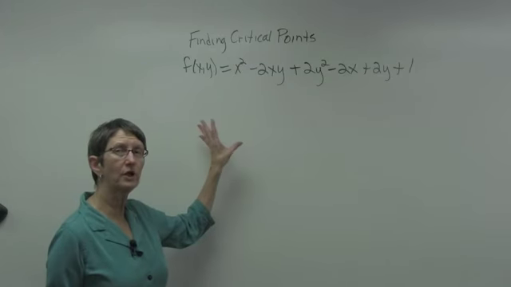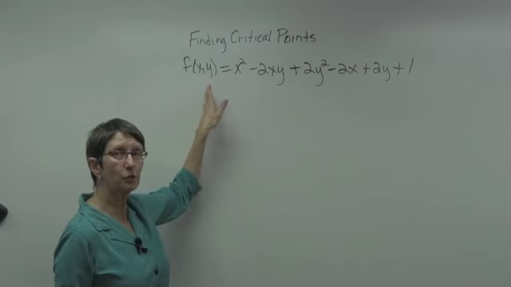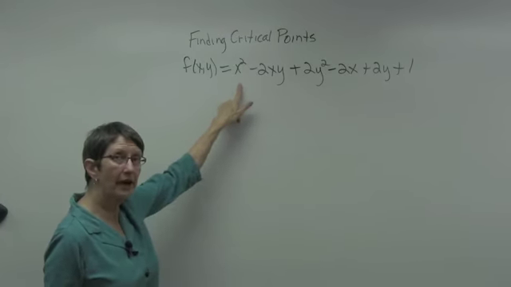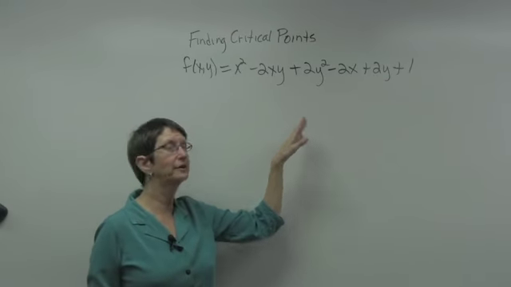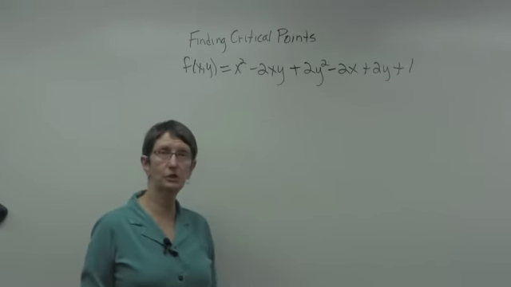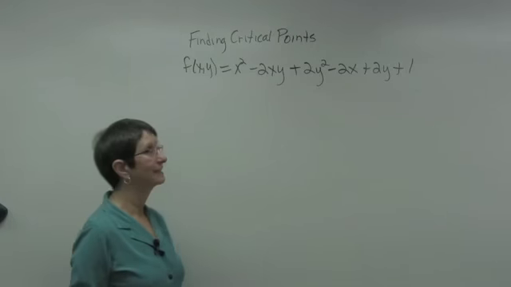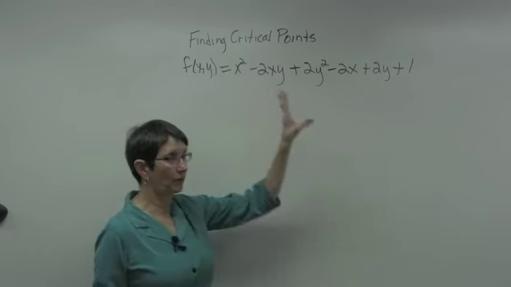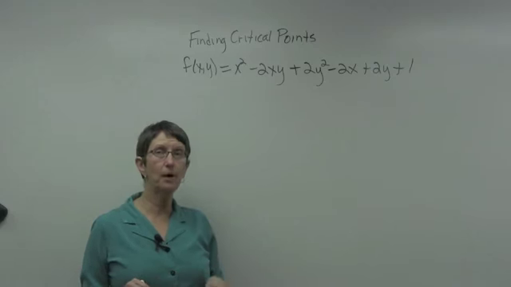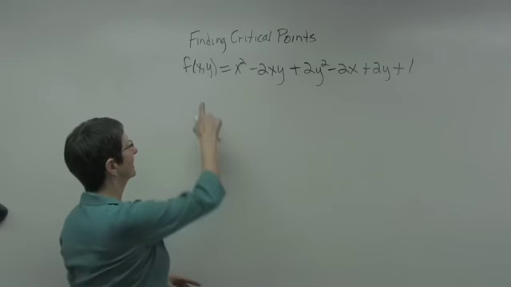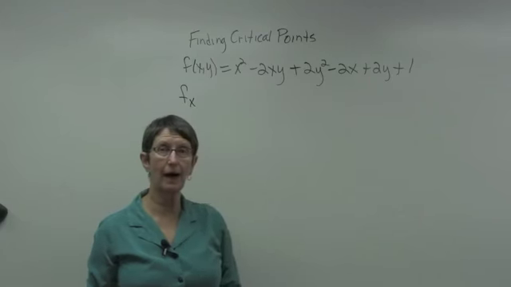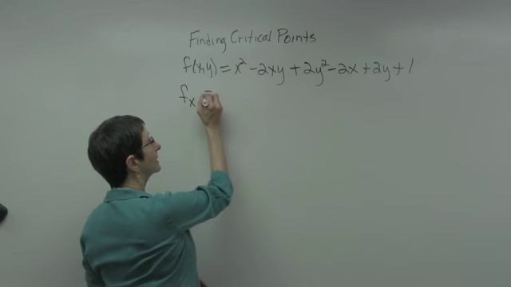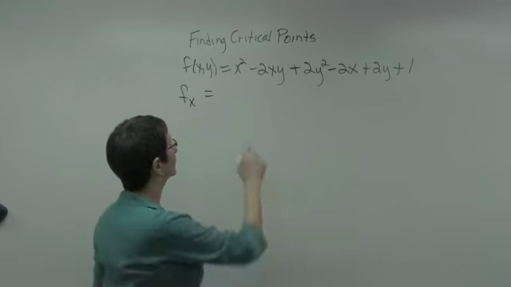The first function we want to look at, f of x, y, is equal to x squared minus 2xy plus 2y squared minus 2x plus 2y plus 1. Finding critical points means we have to find both partial derivatives, partial with respect to x and partial with respect to y. So let's look at the partial of f with respect to x.